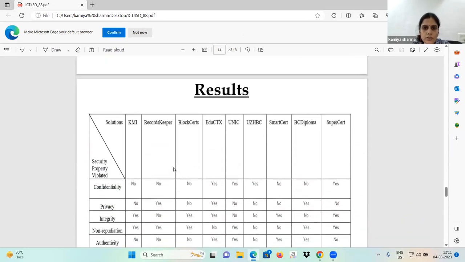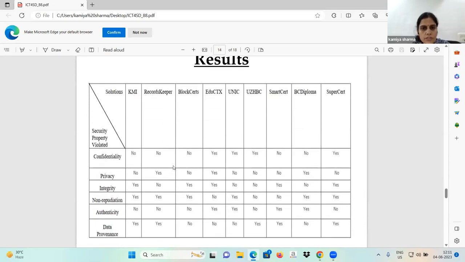So next, this is my comparative chart of each and every solution for digital verification using blockchain technology. It is based on some security parameters. There are various security parameters like confidentiality, which means protecting personal information. Second one is privacy, which means controlling your data. Integrity means data should be correct and cannot be changed by someone else.